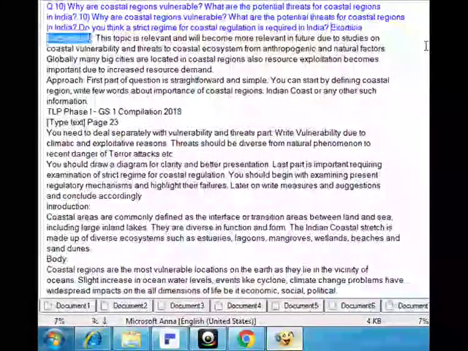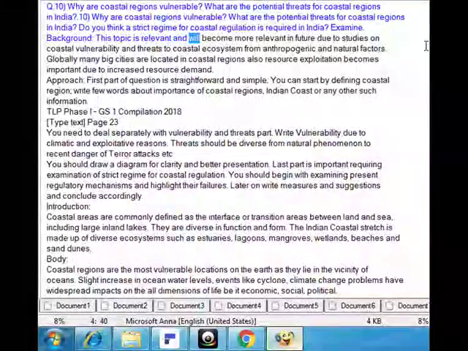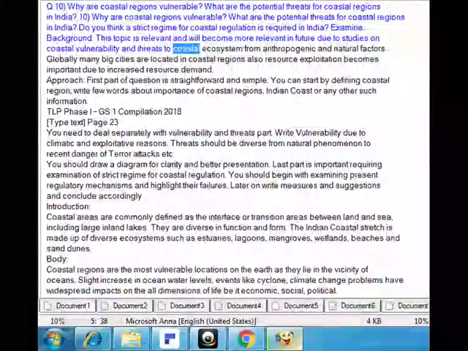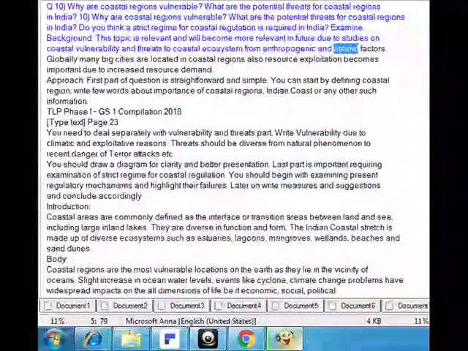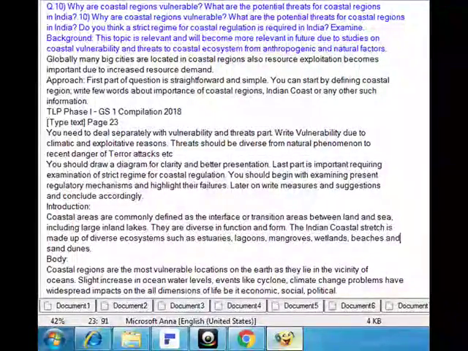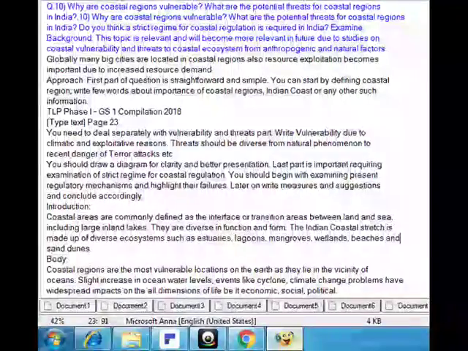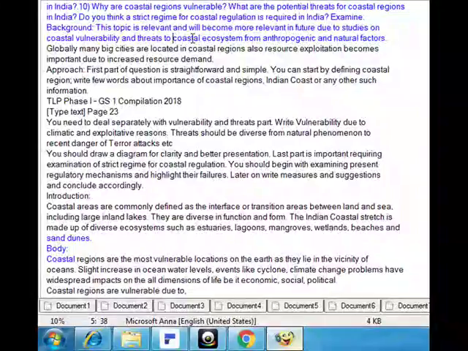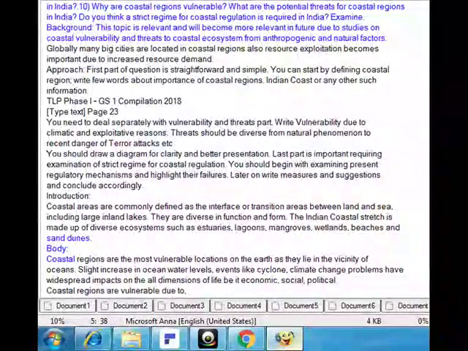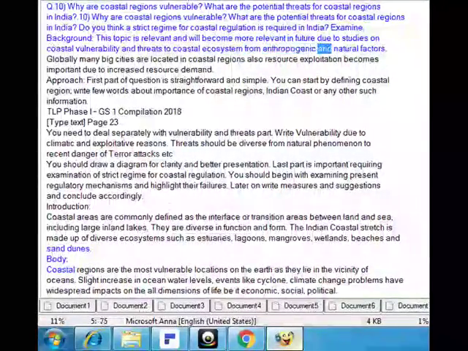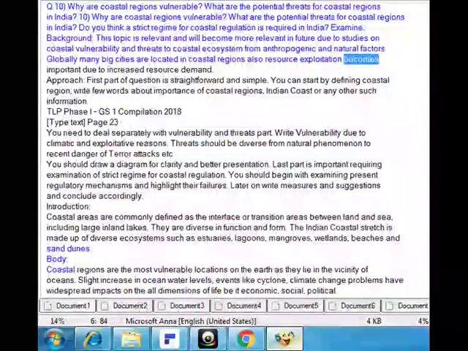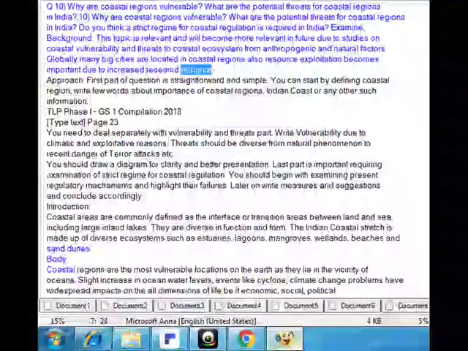Background. This topic is relevant and will become more relevant in future due to studies on coastal vulnerability and threats to coastal ecosystem from anthropogenic and natural factors. Globally, many big cities are located in coastal regions. Also, resource exploitation becomes important due to increased resource demand.